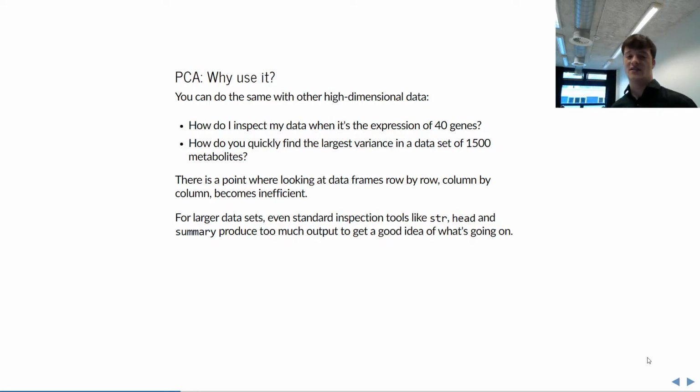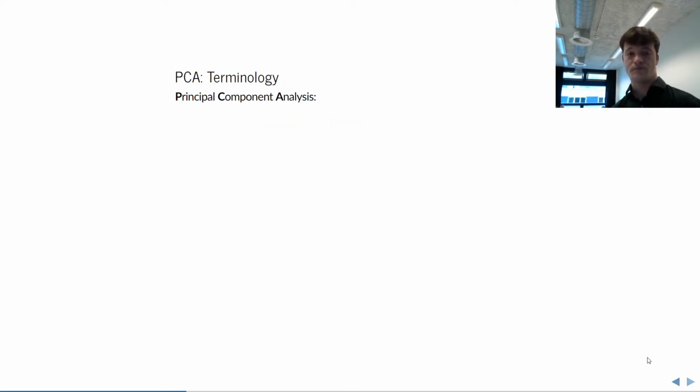So for very large data sets, all the things that we always do at the beginning of an analysis, like calling the structure with str, head, that will give you the first couple rows, and summary, that will tell you, this one has this minimum, this maximum, this median, this mean. But yeah, if you have a large enough data set, even those aren't really informative anymore, because there's just too many things to consider at once.